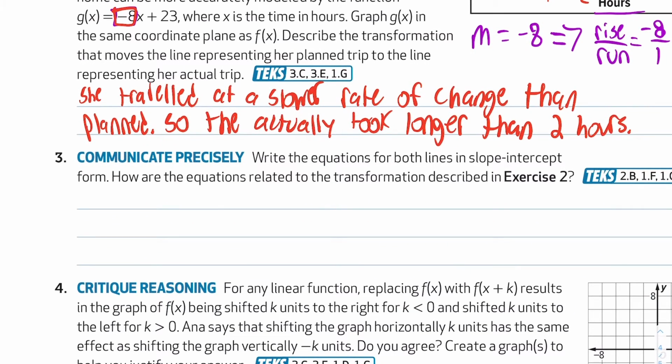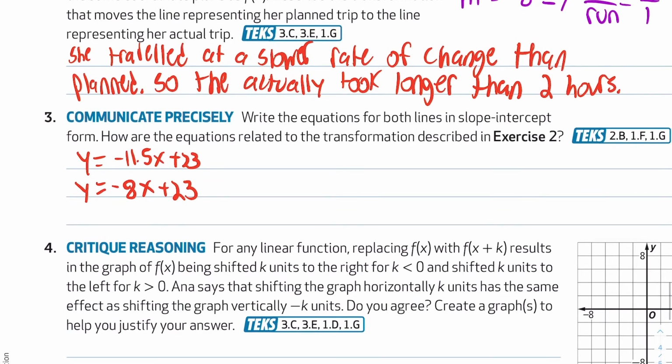Finally, write the equations in slope-intercept form. How are the equations related? y equals negative 11.5x plus 23. y equals negative 8x plus 23. How are they related to the transformation described in exercise 2?